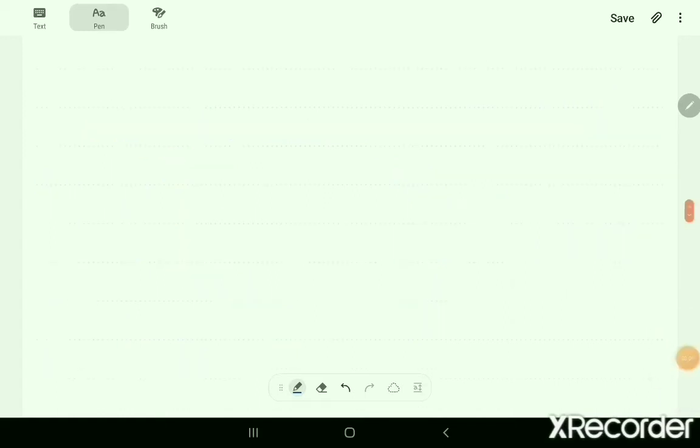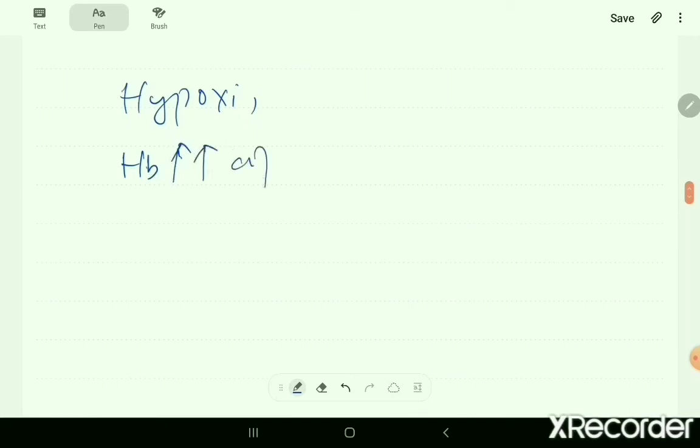The third mechanism which causes carbon dioxide retention in a COPD patient: we know that in hypoxia, hemoglobin has increased affinity for carbon dioxide. So in a COPD patient, when there is hypoxia, there is increased hemoglobin affinity for carbon dioxide. It means that the carbon dioxide will be taken by the hemoglobin, it will be delivered to the alveoli, and it is then expired in the air by expiration.